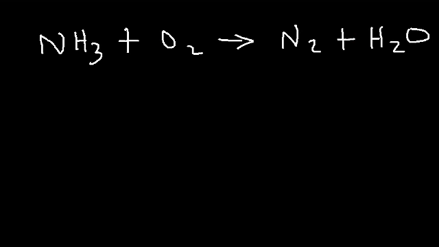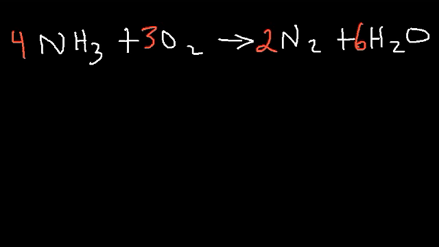So let's start by putting a 4. So if we have 4 nitrogens on the left, we need a 2 in front of N2 to make it 4. And notice that we have 12 hydrogens on the left side. 4 times 3 is 12. 12 divided by 2 is 6. And now we have 6 oxygen atoms on the right. 6 over 2 is 3. So now the reaction is balanced.